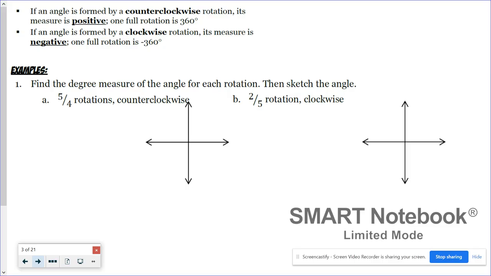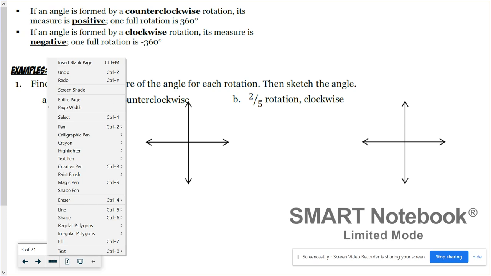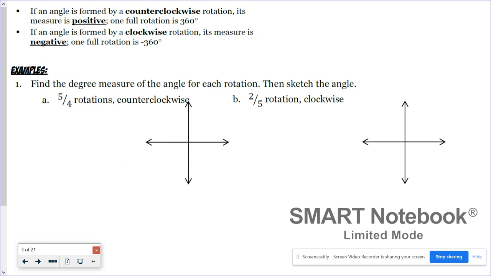It says, find the degree measure of the angle for each rotation and then sketch the angle. One thing we have to pay attention to here is the direction. Is it counterclockwise or is it clockwise? In problem A, it says 5/4 rotation counterclockwise. Counterclockwise means it's positive, and one positive full rotation would be 360 degrees. I'm going 5/4 rotation, so I would go 5/4 times 360 degrees.